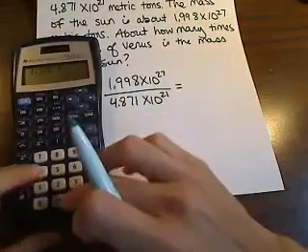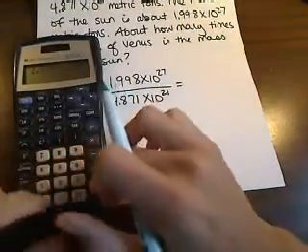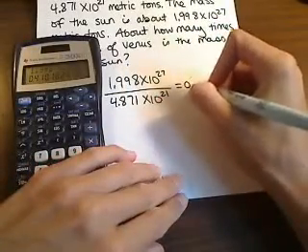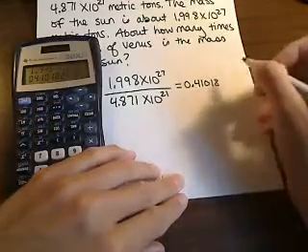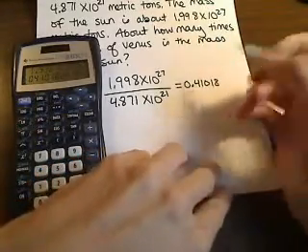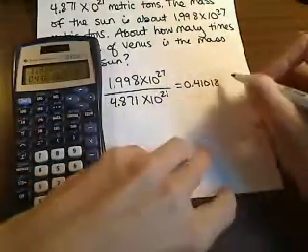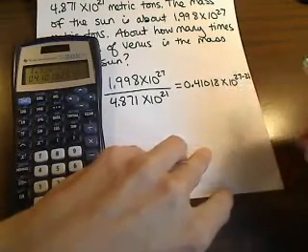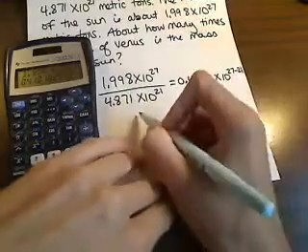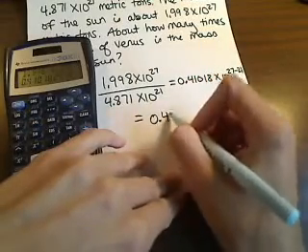Okay, so what I'm going to do is take the 1.998 on my calculator and then just divide by 4.871, and I get 0.41018. And then if I'm using the quotient rule here, this is times 10 to the 27 minus 21. Okay, so let me write that out a little bigger.